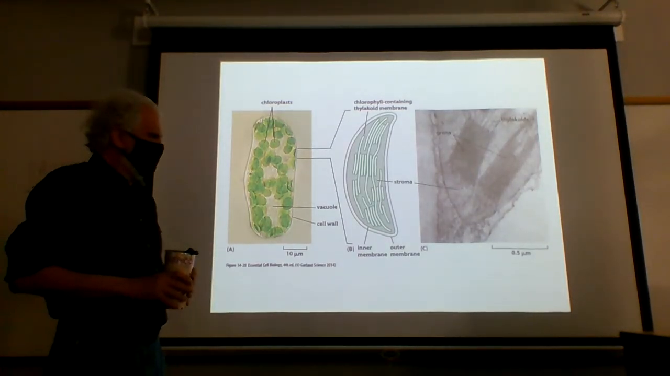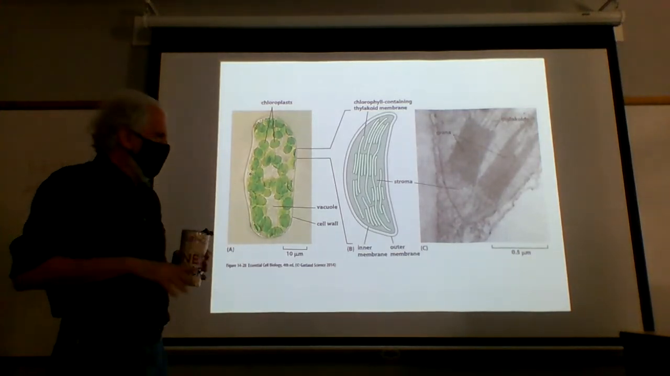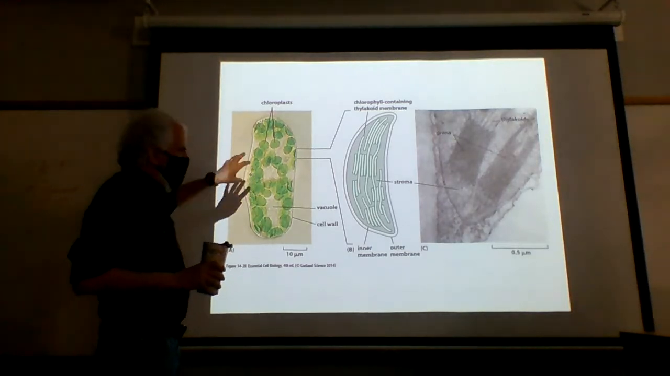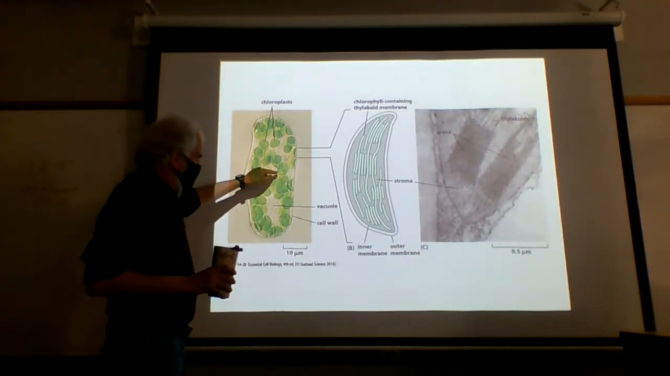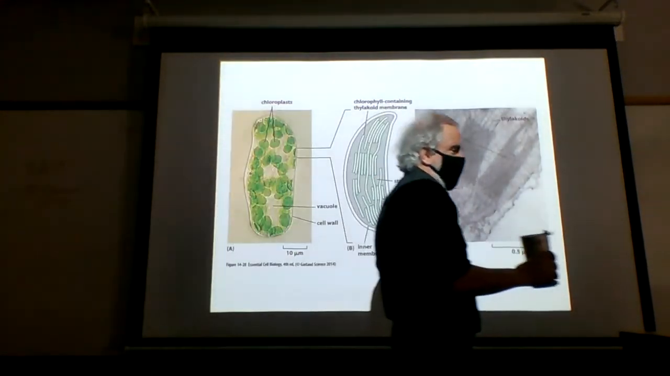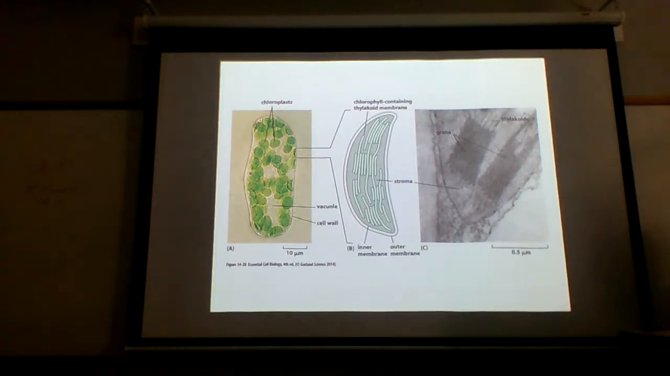We actually did a couple years ago a ratio-based real-time quantitative PCR experiment, where we were looking at the DNA in chloroplasts and comparing that to the DNA in the nuclei, and were able to make a ratio of chloroplasts to cells for different cell types. But there's a fair number of chloroplasts in a leaf cell.